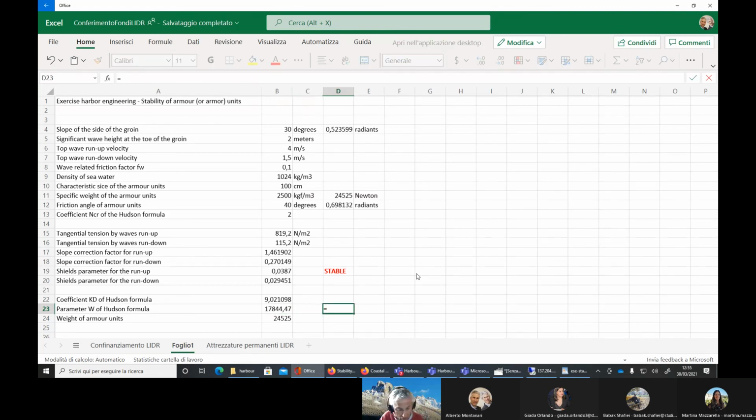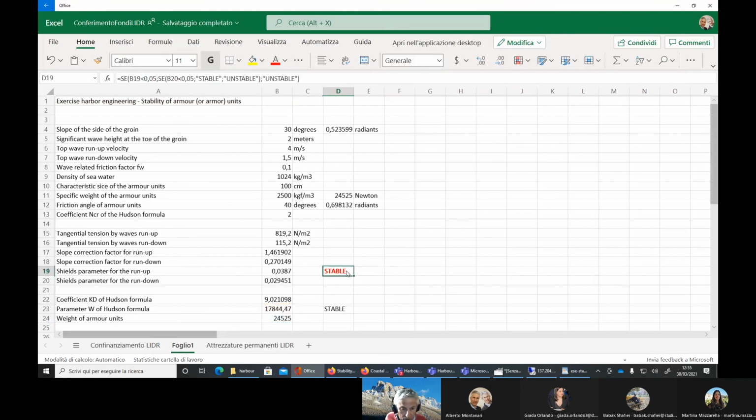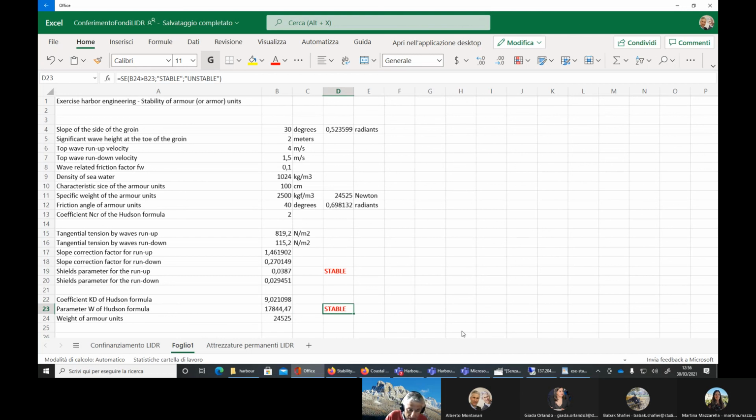And let me put here a condition. If this one is greater than this one, let's write stable, or otherwise unstable. Very good, it's stable. Let's copy the format here and put the same format here. Okay, good. So basically, the Hudson formula also confirms that the units are stable, which is okay.